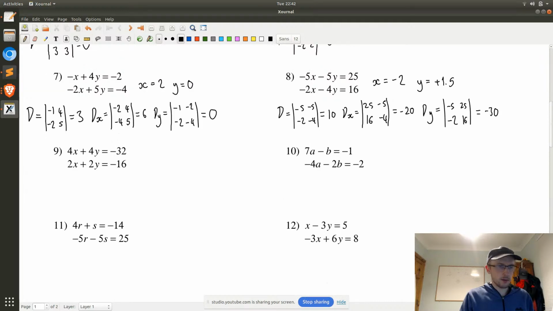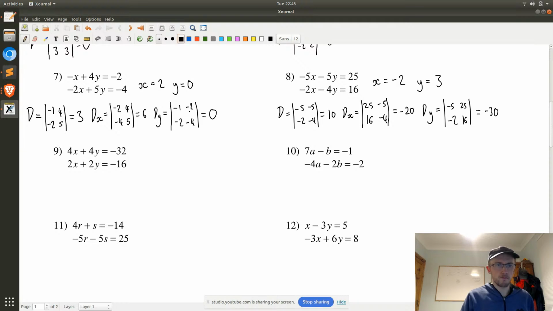2, 0, negative 2, 1.5. Crap. Damn it. Got the y bit wrong. How? Minus 80 minus 50. So minus 80 plus 50. So 30. 30. I divided it by the wrong thing. Darn it.